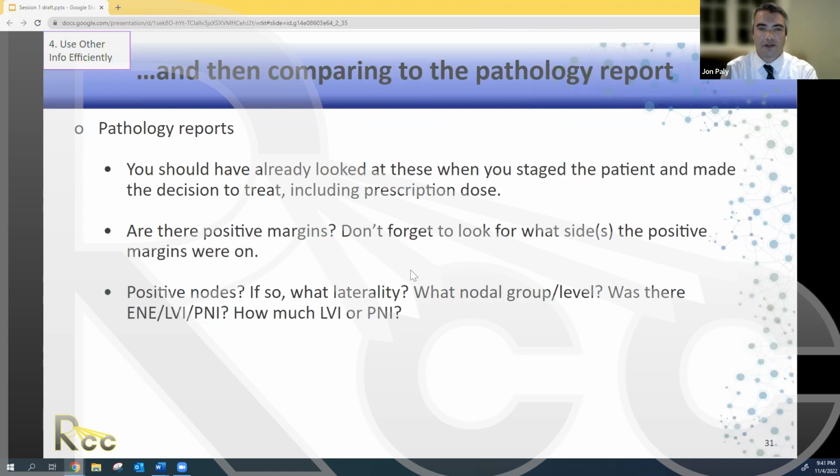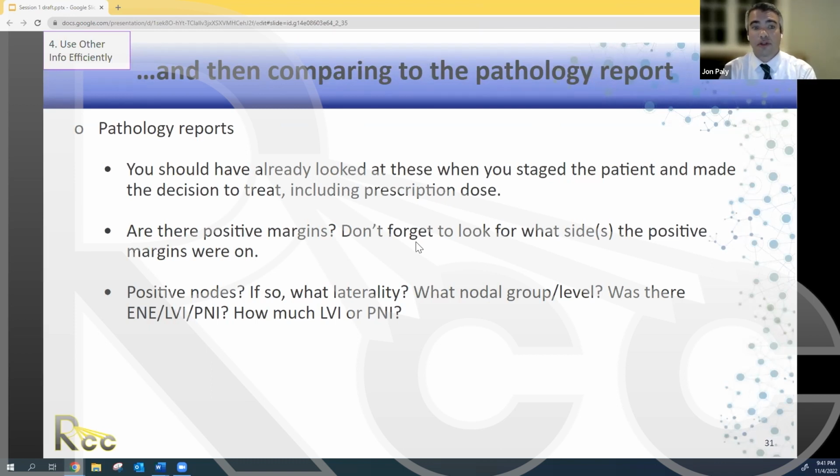Sometimes you will notice surprises or things that weren't brought up by anything else. For example, are there any positive margins or close margins? And if so, what side were those positive or close margins on? And were there positive nodes? And if so, what side were they on, and what nodal group or level?